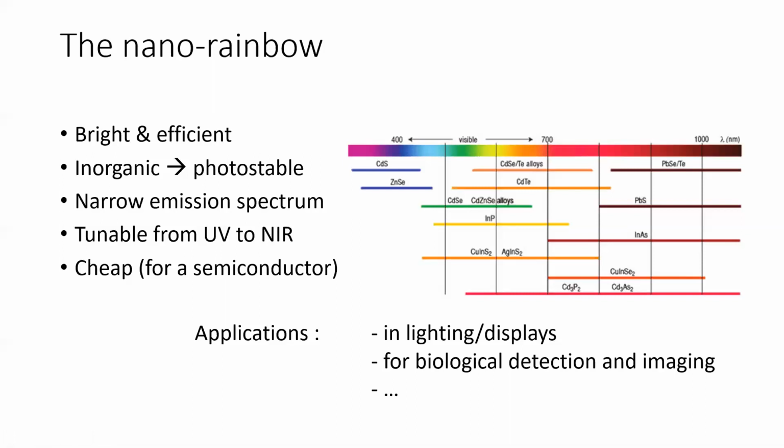Okay, so why are these materials interesting to us? That's because compared to organic fluorophores, to organic molecules, these materials are very bright and they emit light very efficiently, which means that from an energetic point of view, you don't lose a lot of energy when you give it some energy and then it gives back this energy as fluorescence.